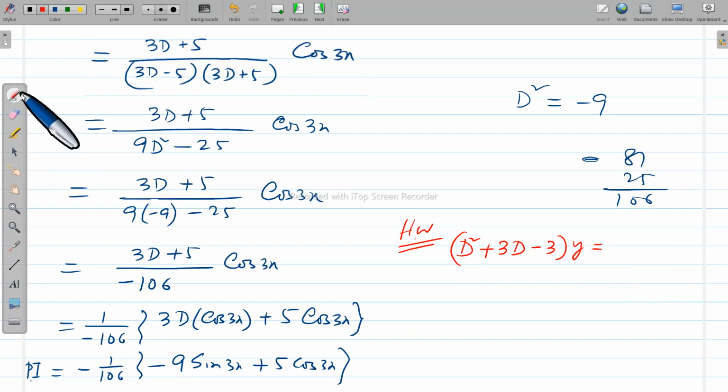Now calculate. So here I have replaced the data. D square plus 3d minus 3 whole y equals cos x. So what is a here? Very good, a equals 1. Correct. Now, please check. Only you should calculate the PI part. Okay, now calculate.